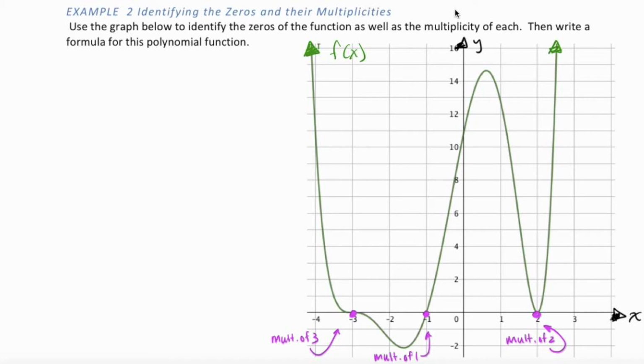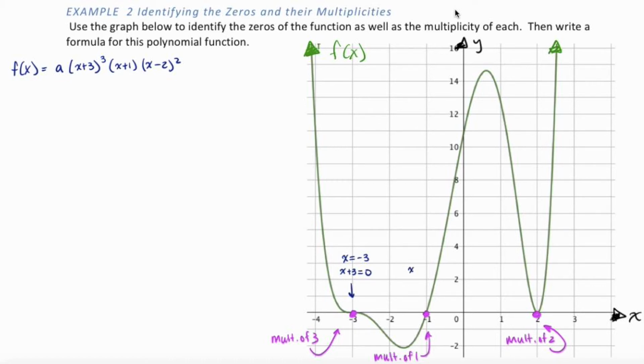Now let's write out our function. It's going to look something like f of x equals some constant a times (x plus 3) cubed times (x plus 1) times (x minus 2) squared. Now, let's review why this looks this way. If this is the solution, x equals -3. If we add 3 to both sides, we know x plus 3 equals 0. So that is a factor of our polynomial.